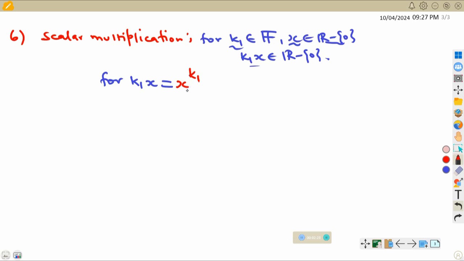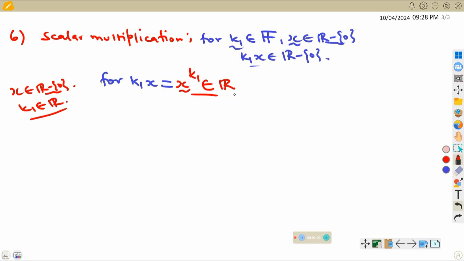That is by definition. But when you look at this, this is x. x is an element of R. K1 is an element of the field, that is the set of real numbers. So if K1 is a real number, x is also a real number. So it means x to the power K1 will also be a real number. And for that case, it will also lie in this given set.